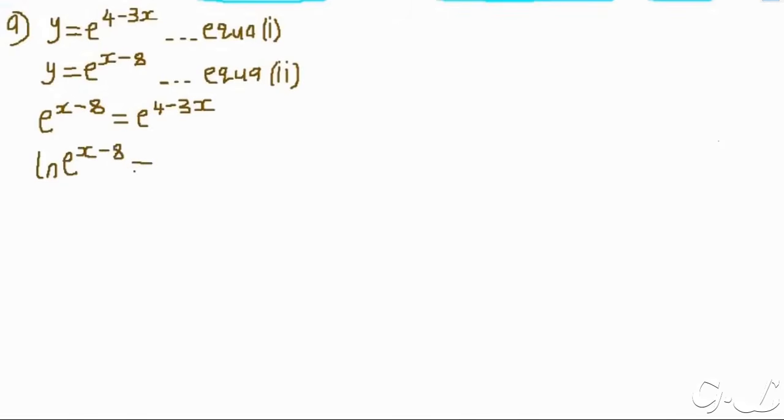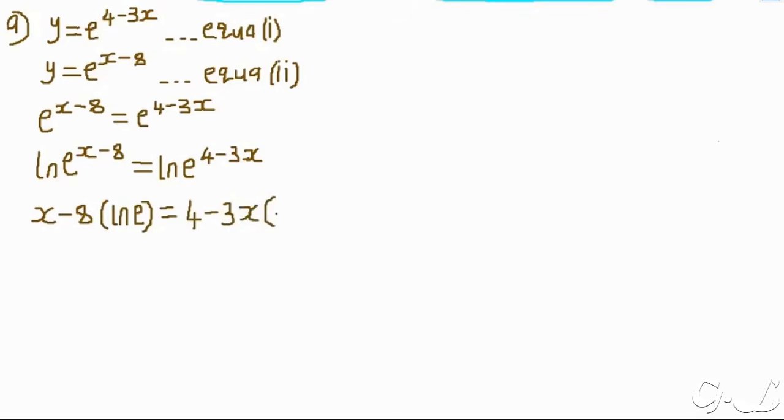Now, for us to find the actual values of x, we have to introduce natural logs on both sides. When we introduce the natural logs on both sides, we can take note that the powers can come down. So both the powers can come down, like that.